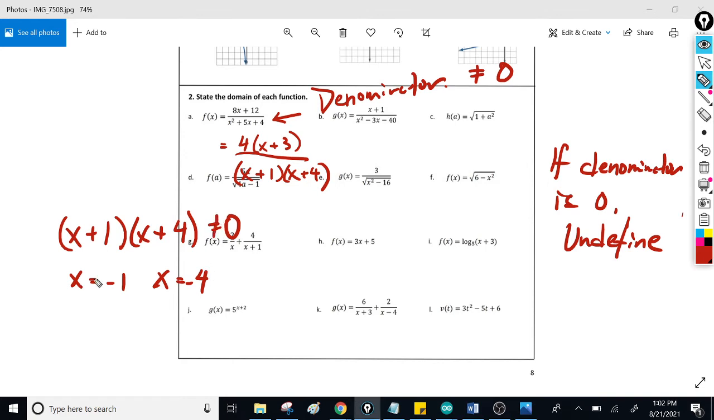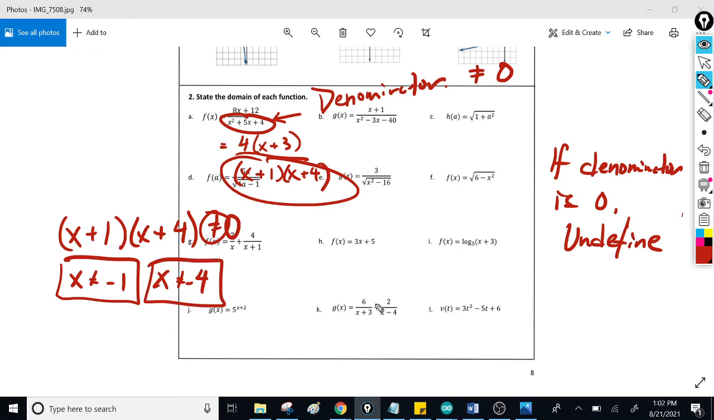So since the denominator can never be 0, now that you solve it, you will get two answers right here, -1 and -4. That means your line will never have x values of -1 and -4. You don't really have to know exactly how your line looks, but you will know that there will be a disconnection at -1 and -4.